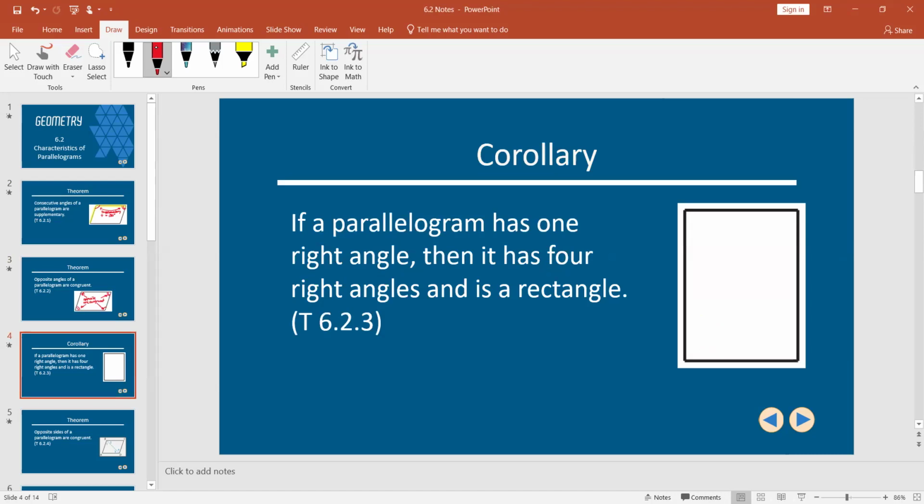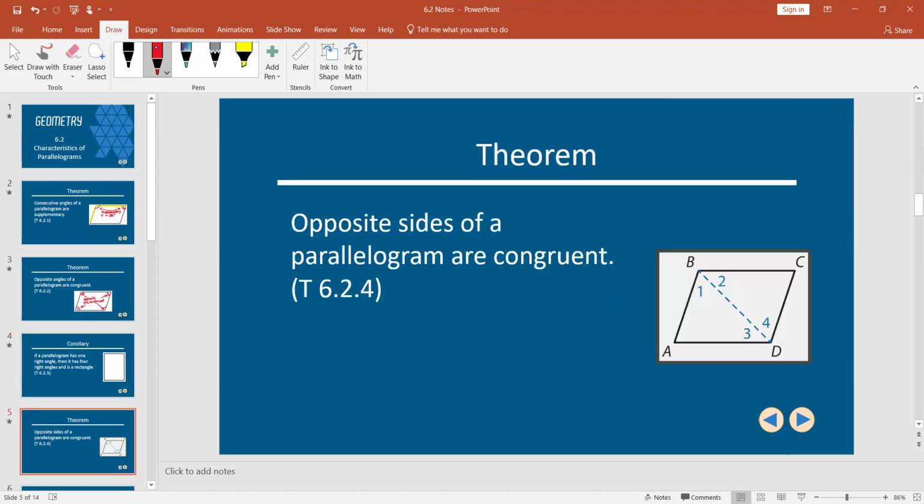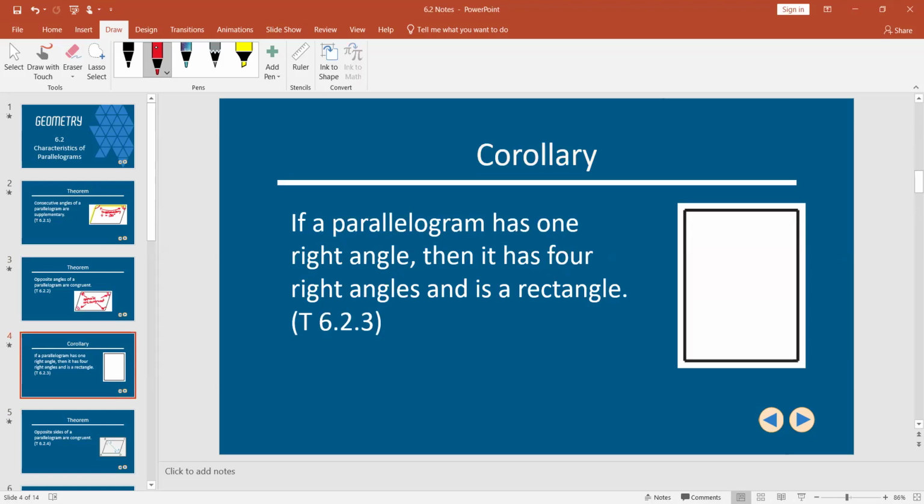A corollary of that is if a parallelogram has one right angle, then it has to have four right angles and therefore is a rectangle. So if I have one right angle, I know that its opposite is congruent, therefore that one is a right angle. And I know that its consecutive is 180 minus 90, which is 90. So that one has to be 90 degrees, and its opposite must be congruent. That's how you end up with all four 90-degree angles, and then your parallelogram becomes a rectangle.